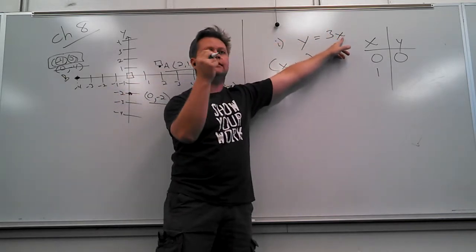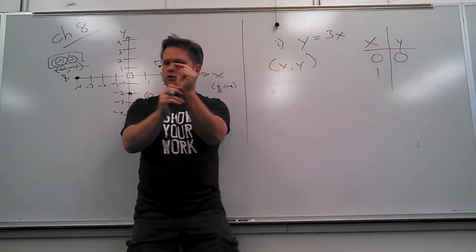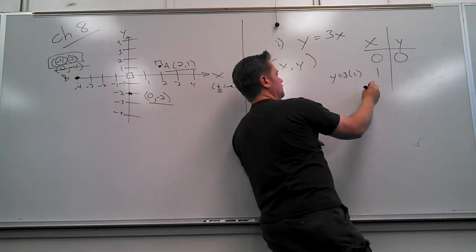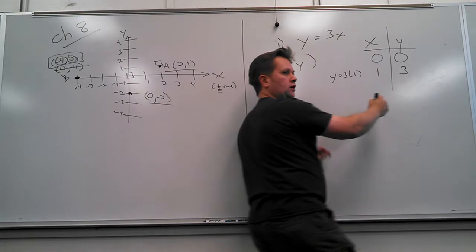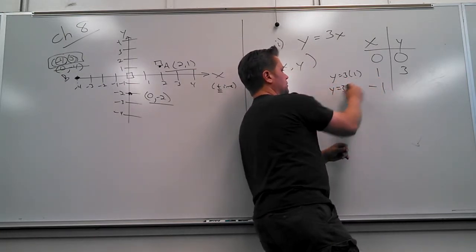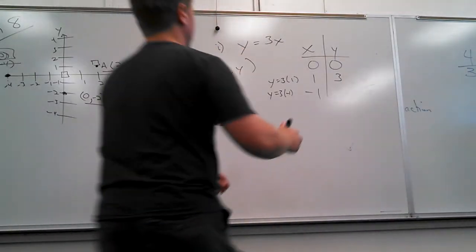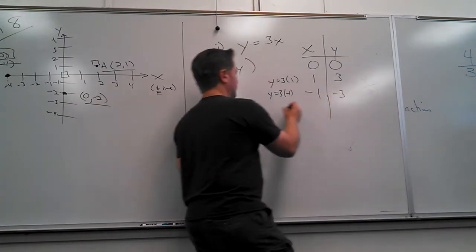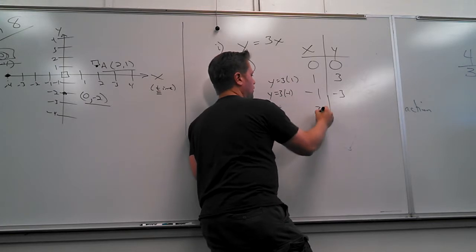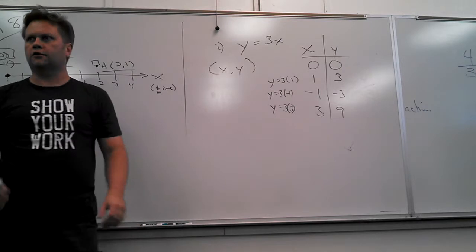The minute I make x something, y has to be a certain something. If I make x 1, y is going to be 3 times 1, so y is 3. What if I make x negative 1? Y is 3 times negative 1, negative 3. And if I make x equal 3, y will be 9. You can keep going forever until you go crazy.